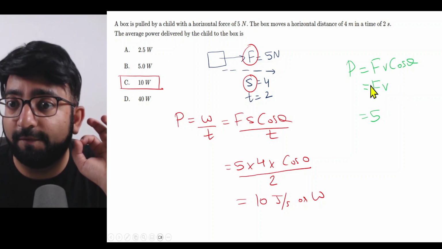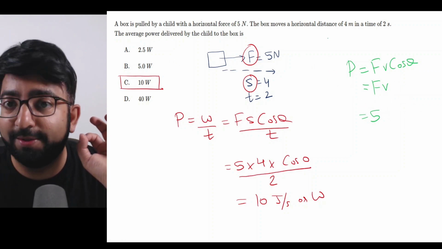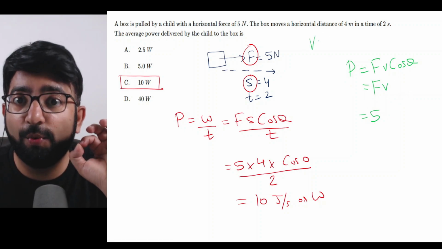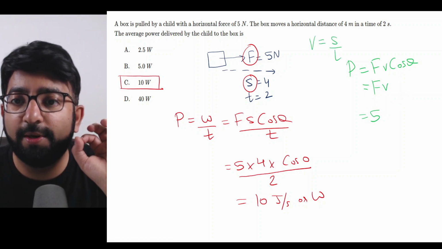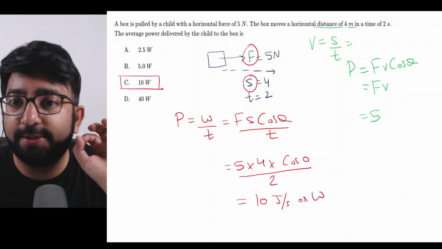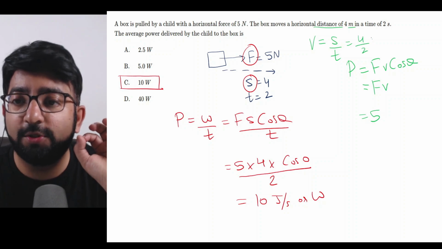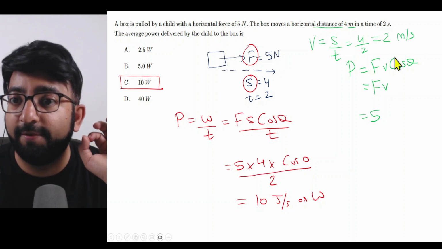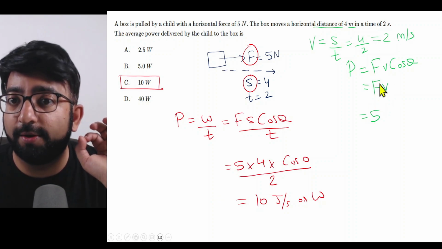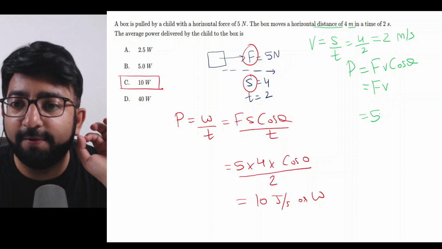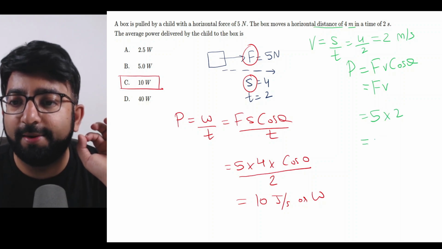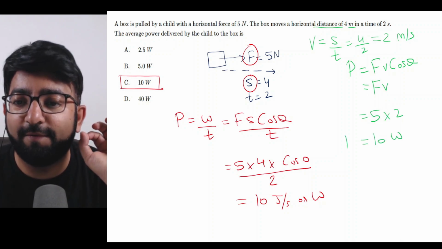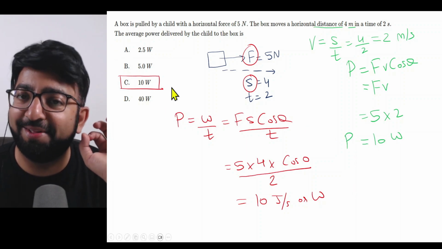But we can figure out the value of velocity by using the basic formula for velocity, which is nothing but displacement upon time. Displacement is given as 4 meters, time is 2 seconds. So velocity comes out as 2 meters per second. And we can put this value of V over here. So F into V, 5 into 2 will get us 10 watt as the value of power. Option C is the answer.